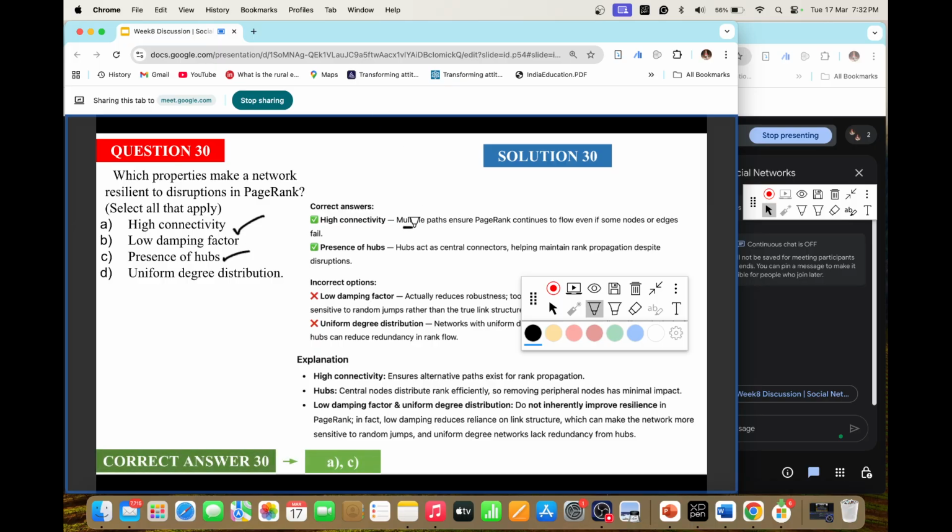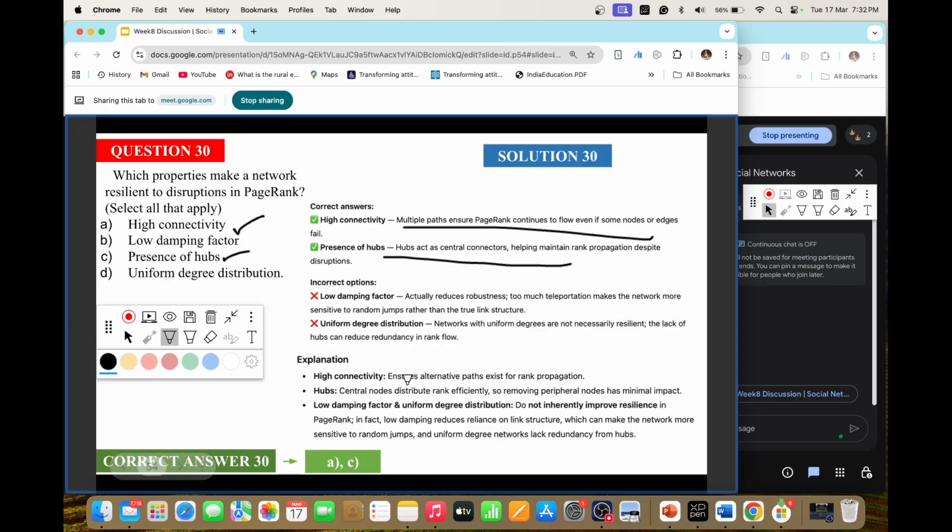High connectivity, multiple paths ensure PageRank continues to flow even if some edges or nodes fail. The presence of a hub acts as a central connector, helping maintain rank propagation despite the disruption. High connectivity ensures an alternative path exists for rank propagation. Hubs, central nodes, distribute rank efficiently, and a low damping factor and uniform distribution do not inherently improve resilience. So option A as well as option C is the correct answer.